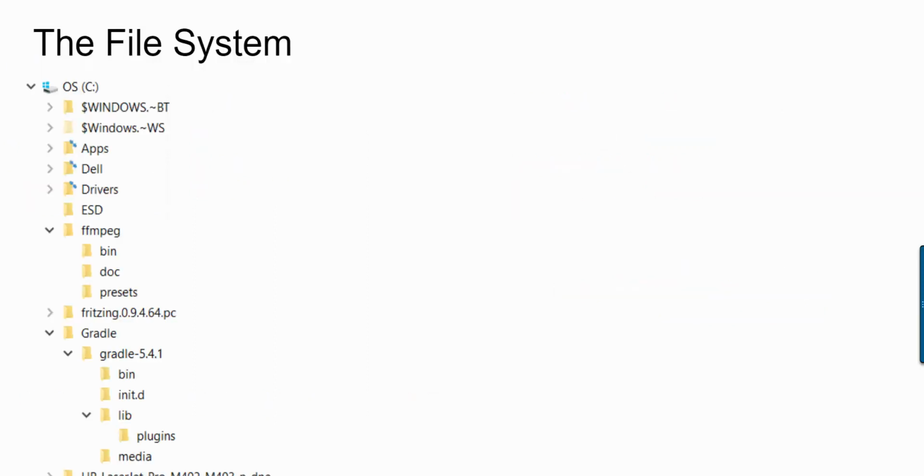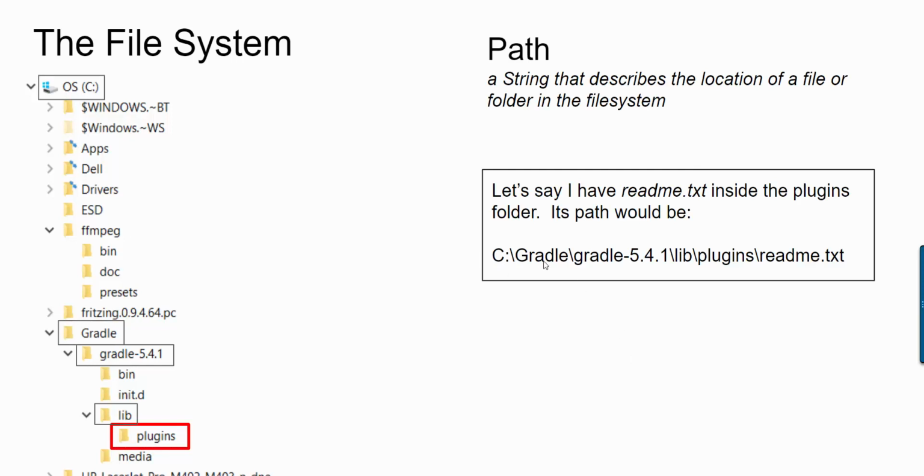As another example of a path, this is what my C drive looks like, and you can see that I've got a Gradle folder, and inside Gradle I've got Gradle 5.4.1, and inside that is lib, and inside that is plugins. So if I wanted to describe the absolute path to plugins, it would look like this: C drive, Gradle, Gradle 5.4.1, lib, plugins, and then if there were files inside that folder, you could have the file at the end here. The reason it's important to understand about paths is you need to use them frequently when writing and reading files as you're programming.